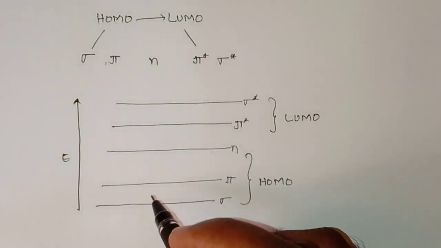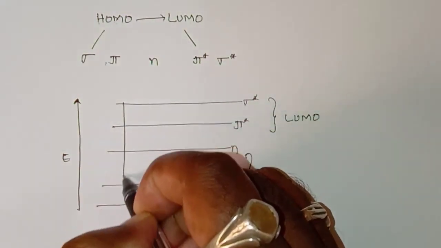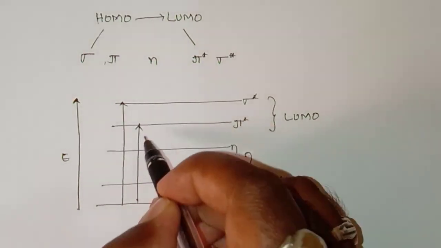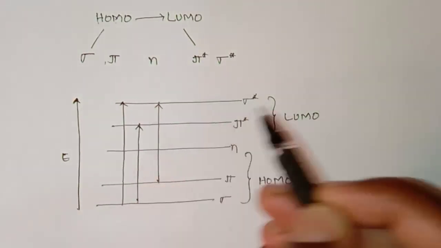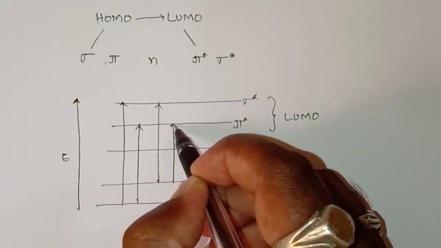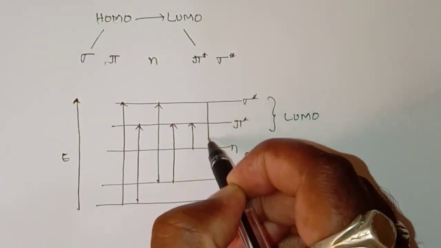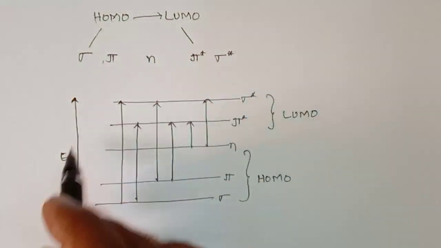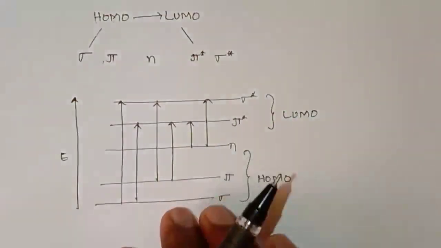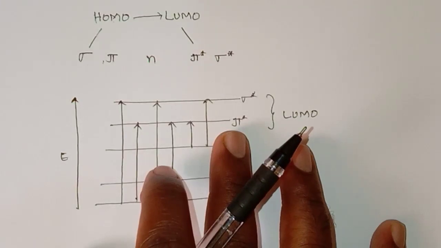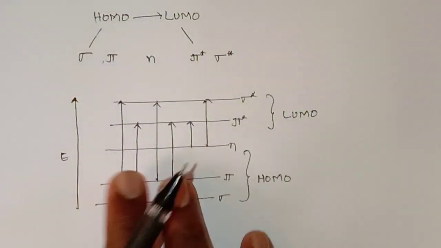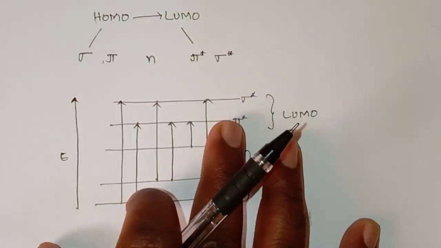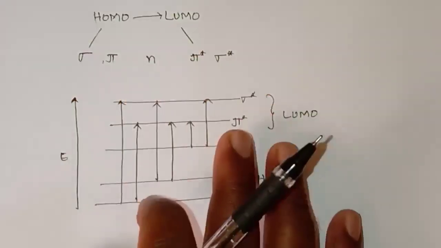And the possible transitions are sigma to sigma star, sigma to pi star, pi to sigma star, pi to pi star, now n to pi star and n to sigma star. So these are the possible transitions that we can expect once the radiation falls on the substance. But we should know among these transitions that we have depicted, which are the permitted transitions, that means which are the allowed transitions and which are the disallowed transitions.